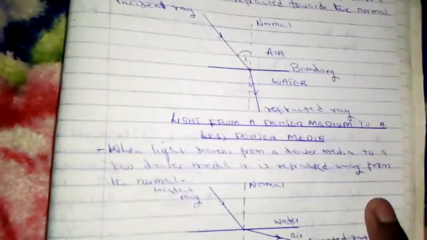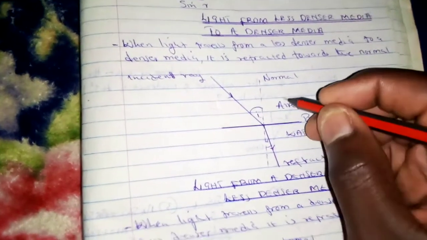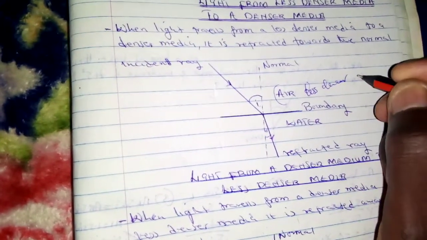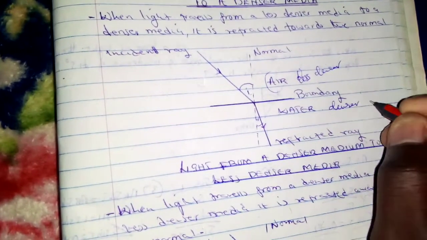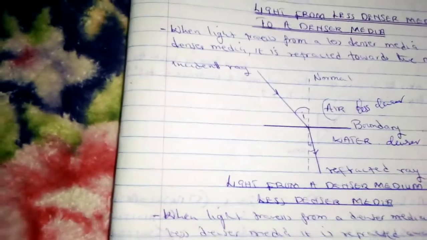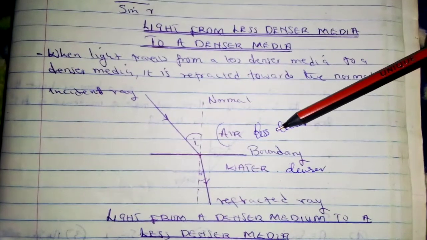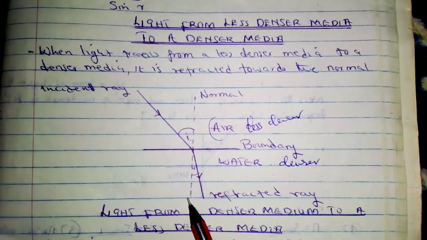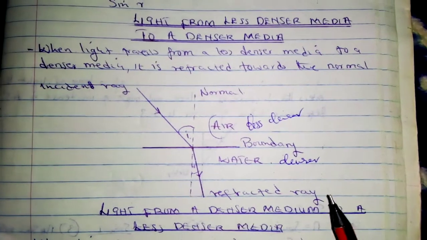Now, what you should know is there's something that happens to light when it is moving from one medium to another. Air is a less dense medium than water. So water is a denser medium. So what happens is when light travels from a less dense medium to a denser medium, it is refracted toward the normal. It is going to be near the normal here. That's a very key concept you should know.